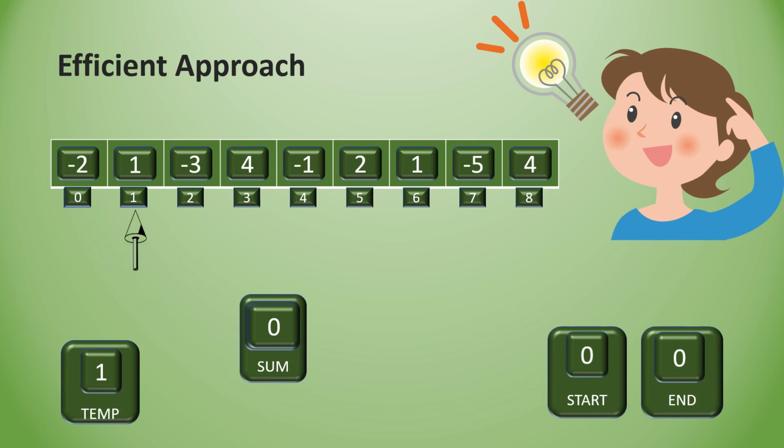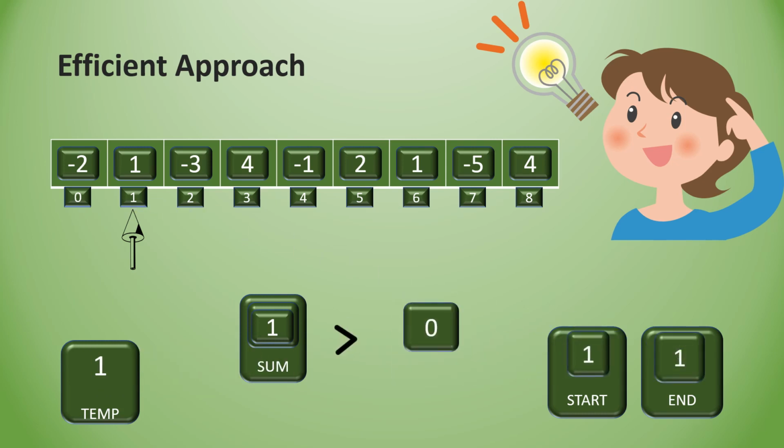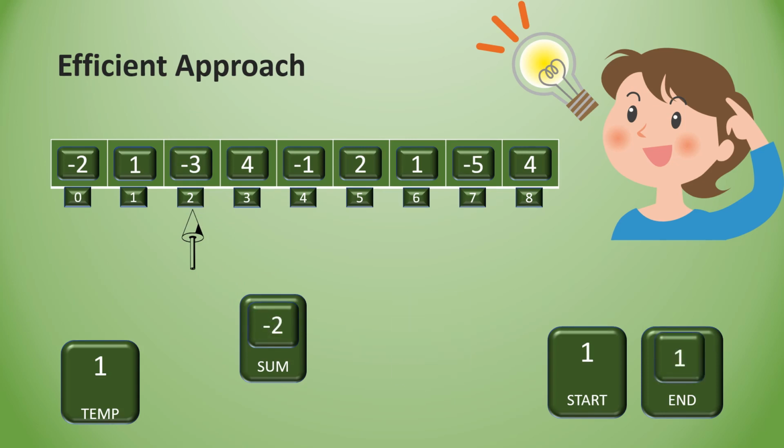Now move the pointer. Okay, we get 1, add 1 to the sum. Compare sum with the max variable. This time sum is greater than max, so update max, update start, update end. Now sum is greater than 0, that is okay. Move the pointer. We get -3, add -3 to the sum, compare with the max variable. Sum is less than max, so we will do nothing. But this time -2 is less than 0, so put 0 in the sum variable and update temp with the next index. Okay. Move the pointer.